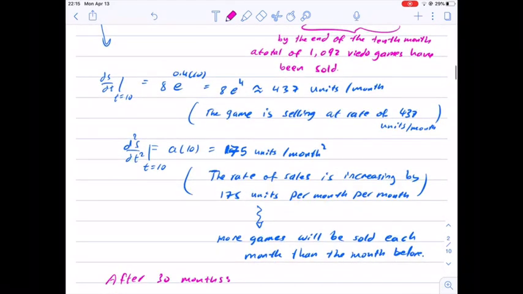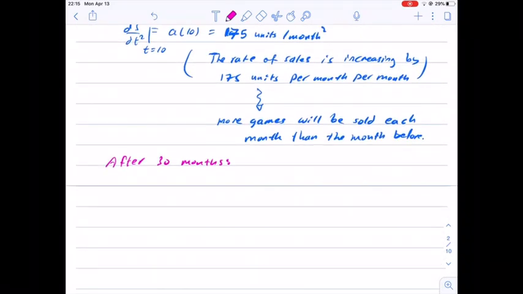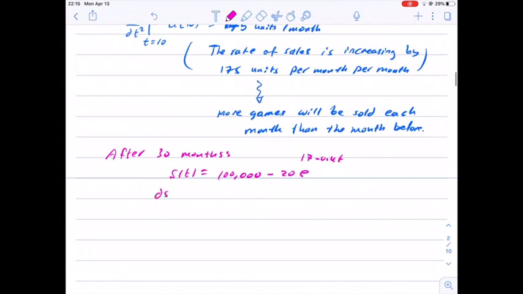So we use this formula for the s of t. So s of t is 100,000 minus 20 e to 17 minus 0.4 t. Now we find the first derivative, which represents the velocity.